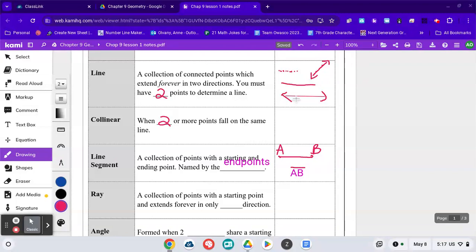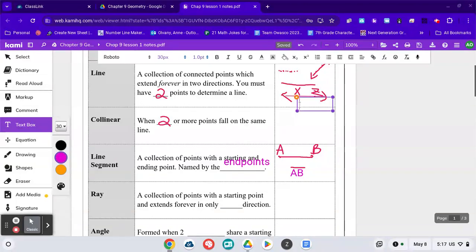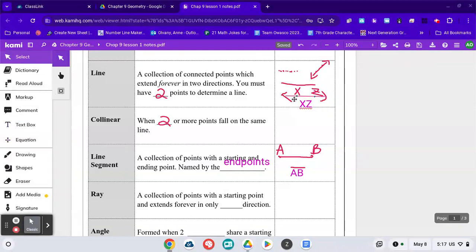Speaking of which, up here in the line, every single spot on here is a point, so you can pick any 2 you want and label them. Let's call them X and Z, just to be different. I always put a line in my Z's so no one confuses them with 2s. So if I wanted to name this line, I would name it XZ. And above it, I'm going to move that down.